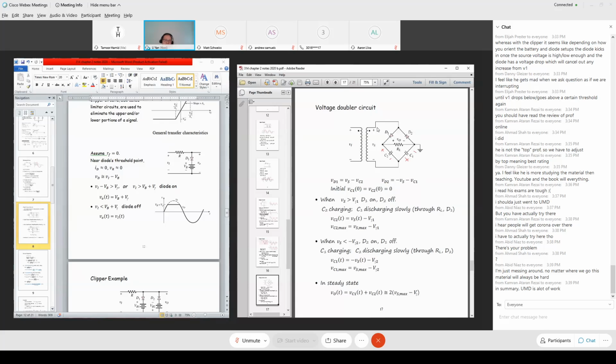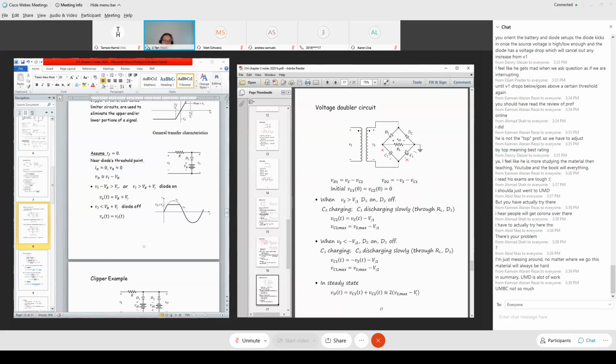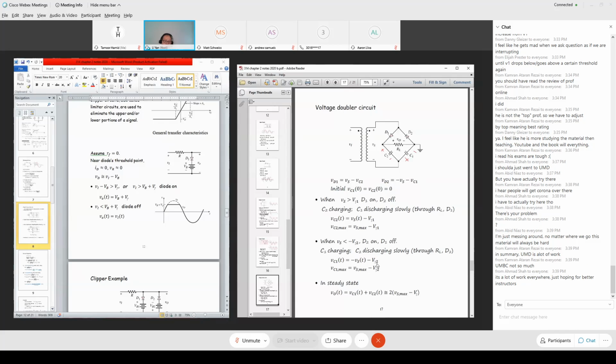So what's minus Vs? You reference from this point, and this point is minus Vs. Minus Vs minus V gamma 2 gives you Vc1. So Vc1 equals minus Vs minus V gamma 2. Basically, in the negative cycle, minus Vs plays the same role as Vs, and diode 2 replaces the role of diode 1. So we rewrite this equation with minus Vs minus V gamma 2.